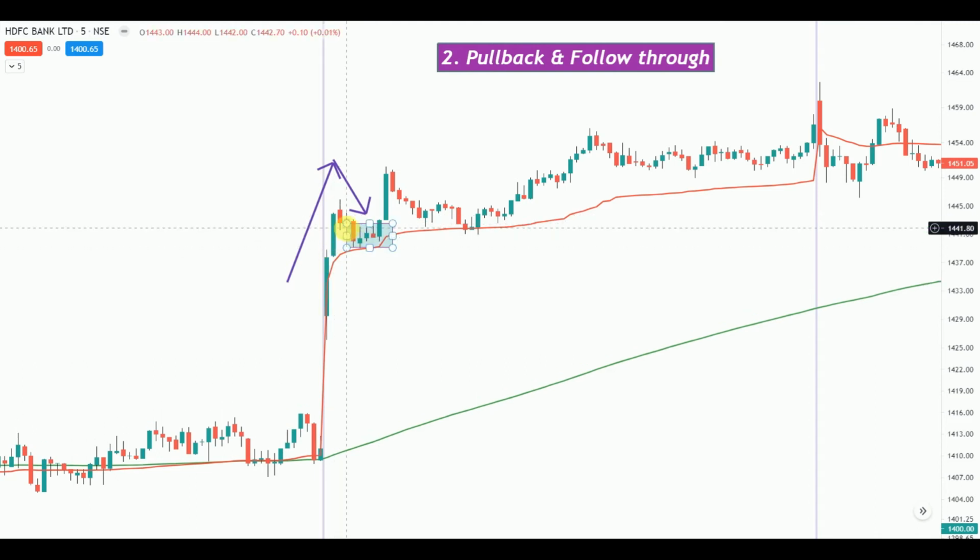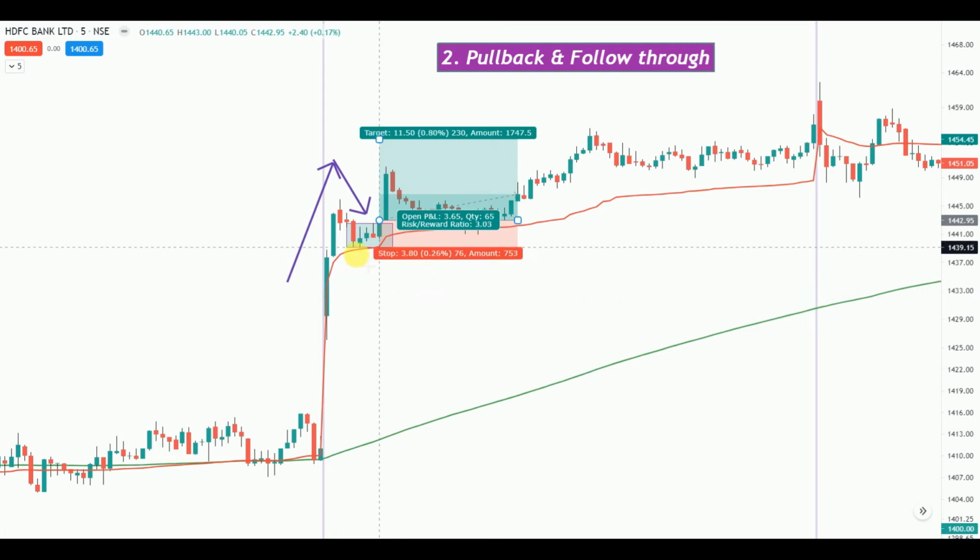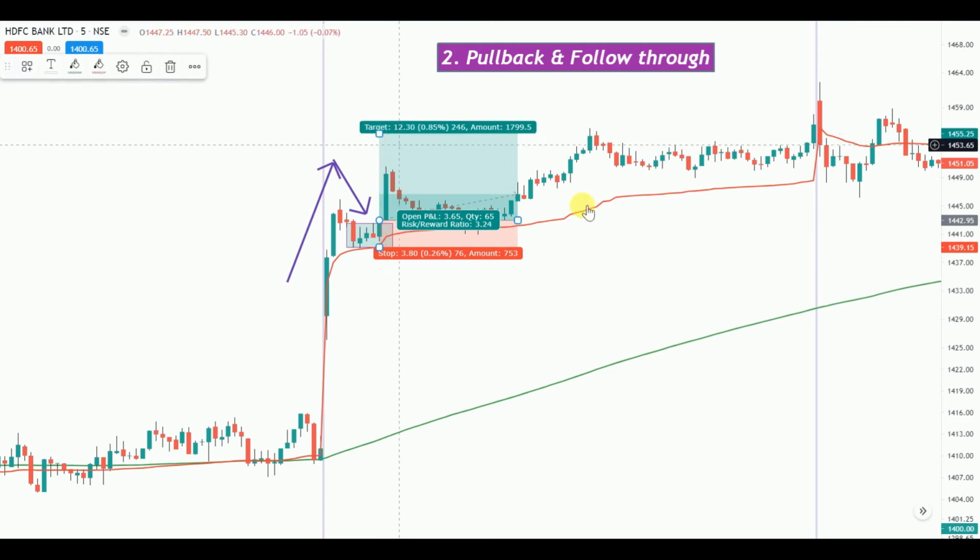So this is called a pullback, and then the next candle is following or enjoying that pullback in the previously defined trend and then going in that direction. So your entry will be at the high of this follow through candle, and your stop loss will be the low of this rejection candle, and you will try to look for 1:3 or 1:5.